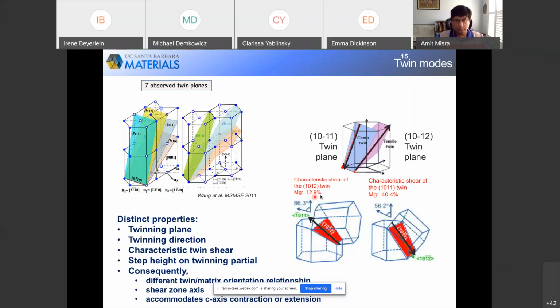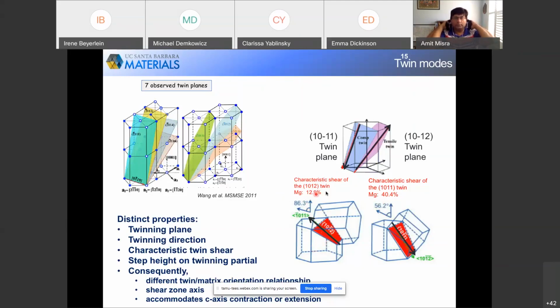So in this case, the characteristic twin shear is about 13%. So for magnesium, 13% is certainly a lot of strain to be invoked within a fine atomic scale. This happens to be 2 step heights. So within 2 crystallographic planes, you get a shear of about 13%.